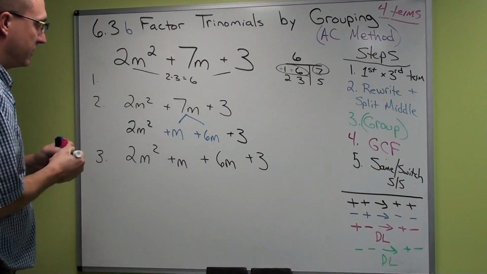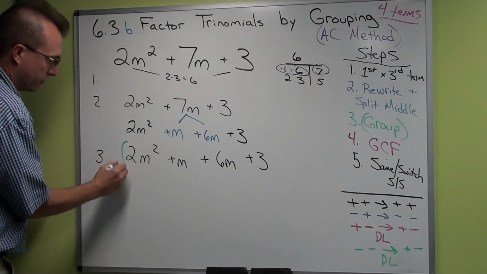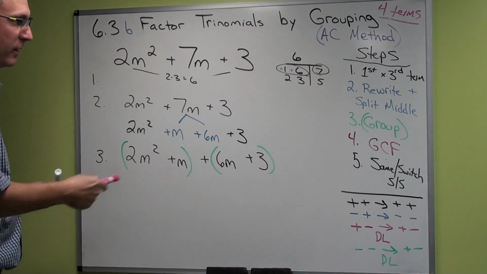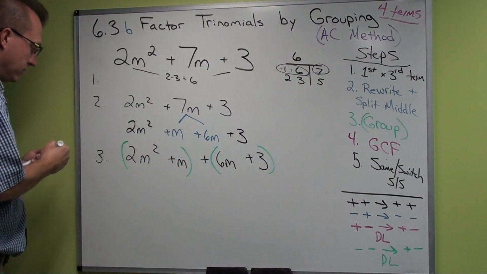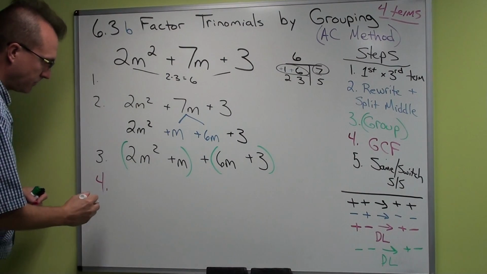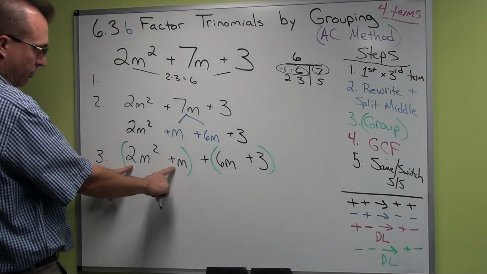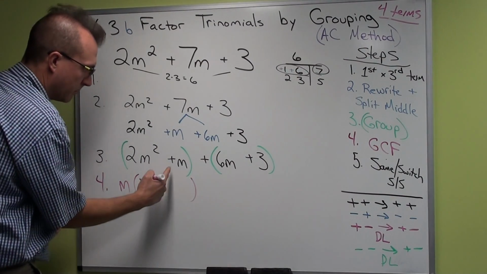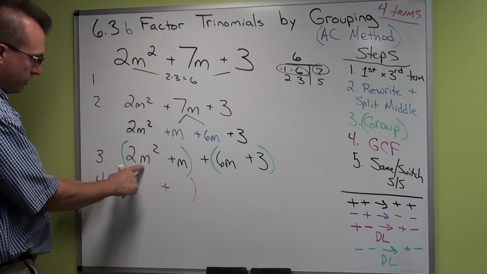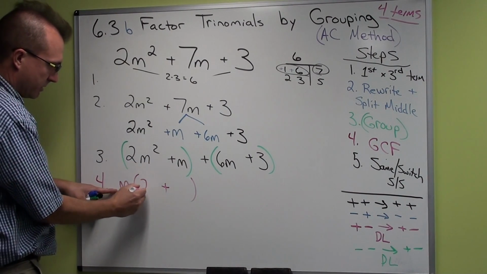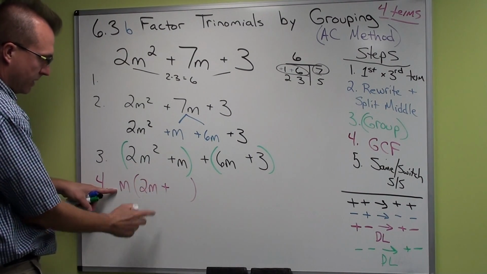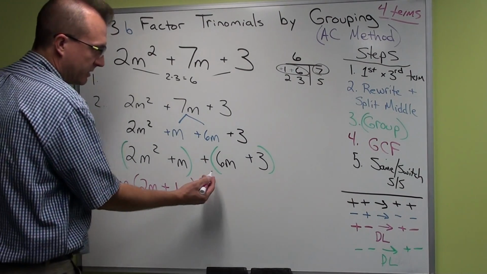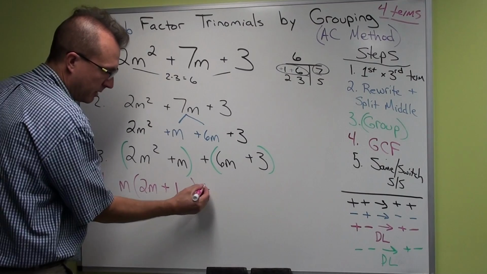I'm going to keep to the colors. I have green for grouping. And then we do greatest common factor. So step 4. So you look here, can't pull a number out, but I can pull a letter out, m. Put our sign in. 2m squared divided by m gives me 2m. M divided by m is 1. On this side, it's all positive, so put plus.